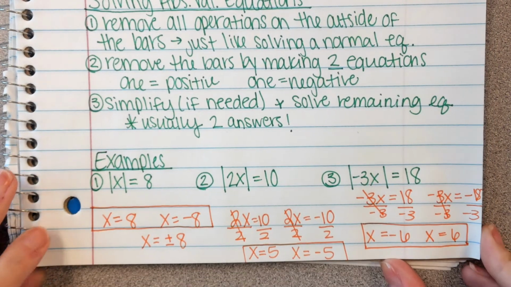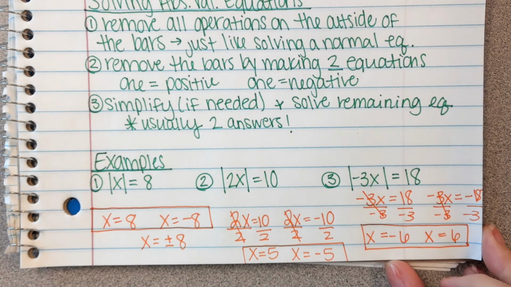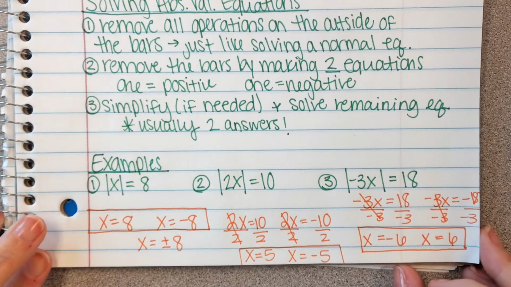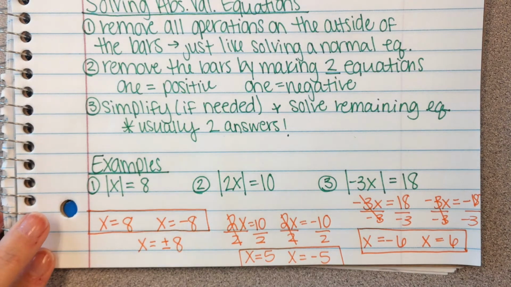Okay, so those are some pretty basic absolute value equations. You will see some like that in your homework. Now let's take a look at number 4. It's a little bit different.